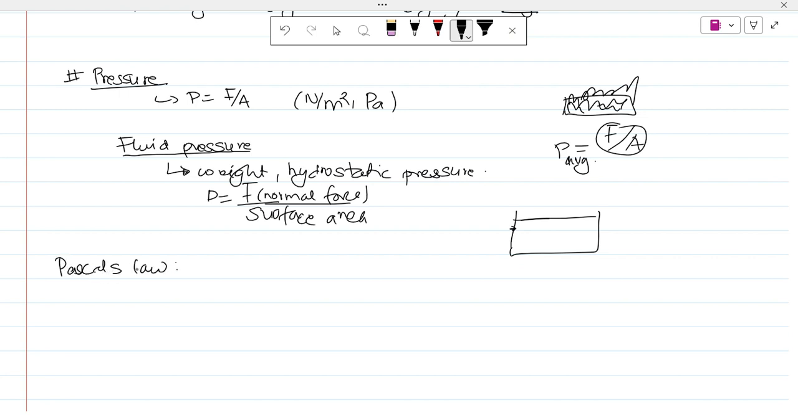Also, we have Pascal's law, which states that fluid pressure has the same magnitude in all directions. Compressed fluid has the same magnitude in all directions, which magnitude? Magnitude of pressure. The fluid pressure has the same magnitude in all directions when it is compressed.